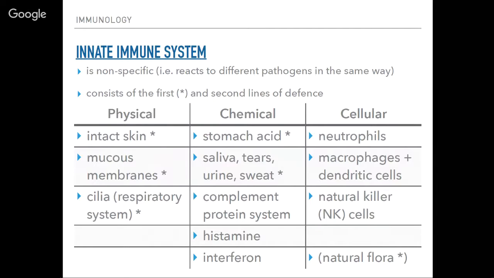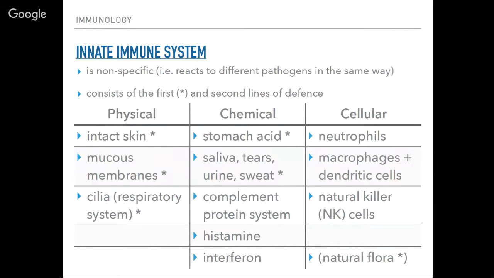Then there's chemicals. Stomach acid. Low pH means that nothing can survive there. And then there's saliva, tears, urine, and sweat. Saliva has enzymes. Tears also have enzymes that will kill bacteria. Urine is more of a mechanical thing. When it comes out so quickly, it will wash off the walls that it passes through. So any bacteria that are in your urethra will get pushed off because of the urine.